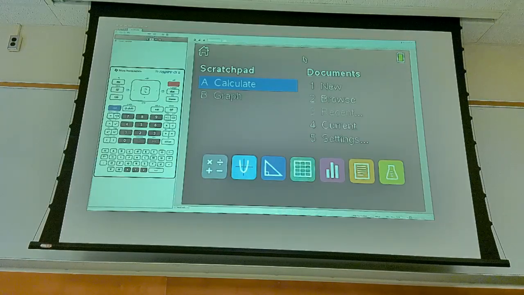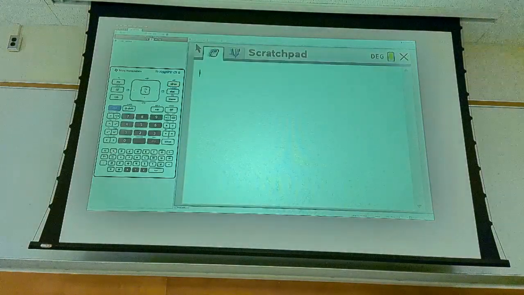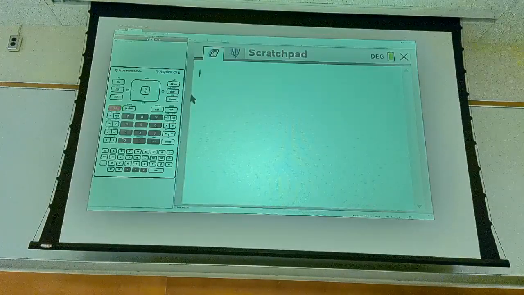For the most part, I just use Scratchpad. The center here acts like a mouse pad, or you can just hit A. That loads up the calculator scratchpad. B would bring up the graph. If you're already on this screen, you can use the mouse pad to come up over here and click this, or Control 0.